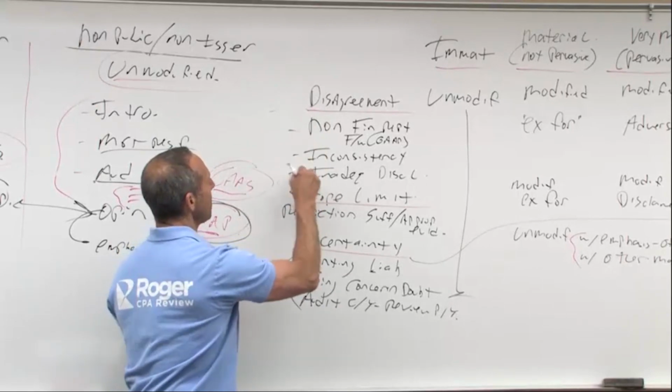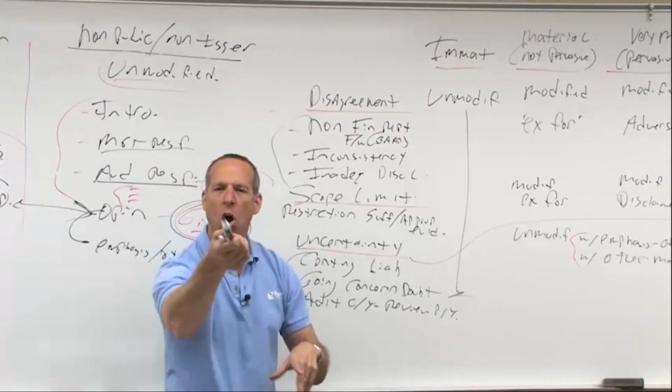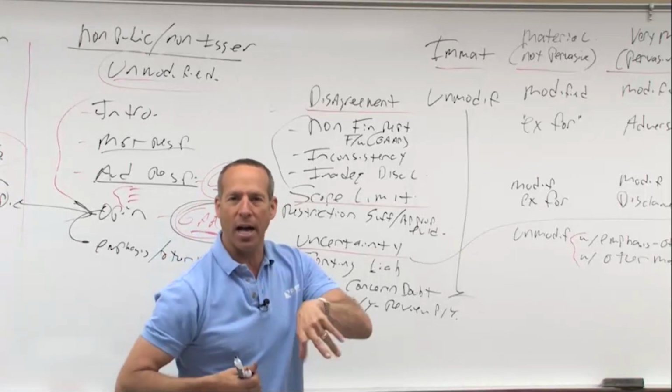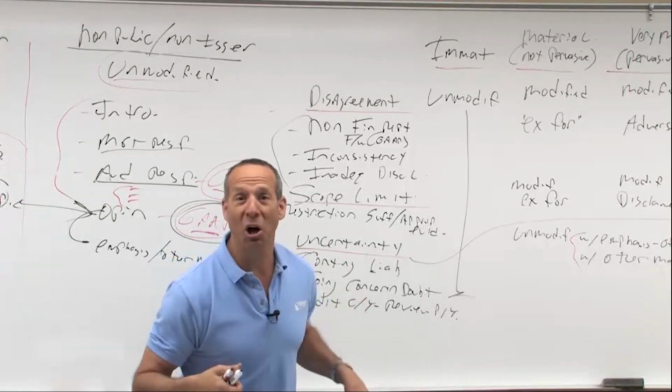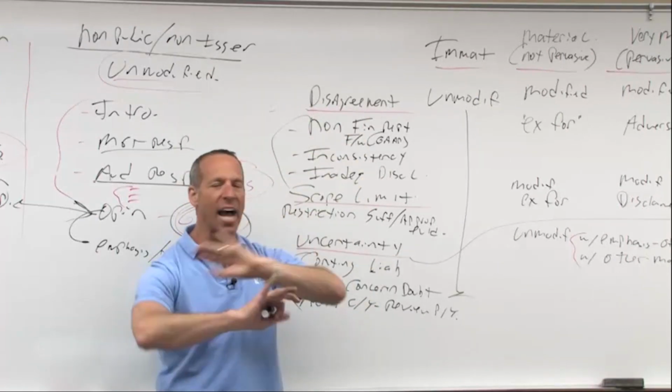Now, disagreement means you say one thing, I say another, I flat out disagree with you. I know you're wrong. You say potato, I say potato. You say tomato, I say tomato. Let's call the whole thing off. Hey, right? So that's what we're looking at with disagreement. Disagreement, I disagree with you.